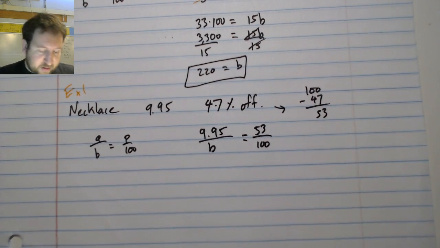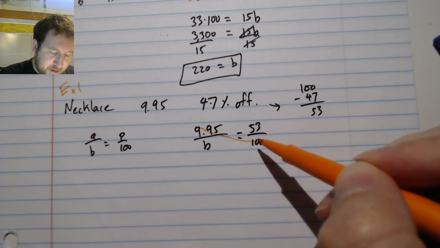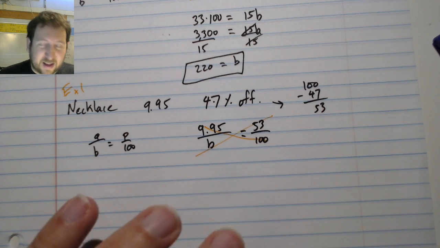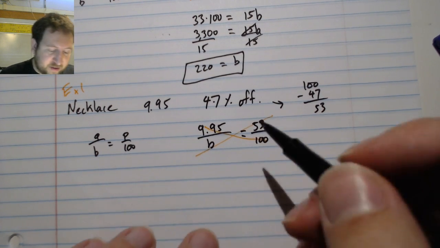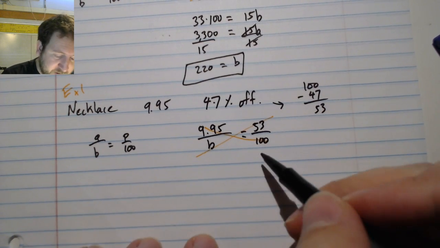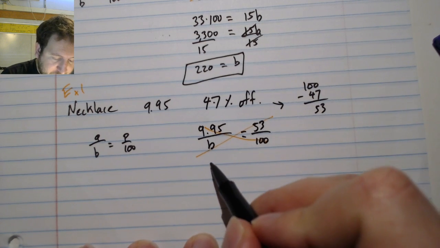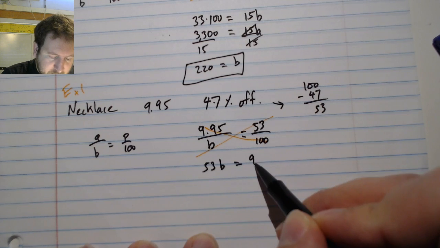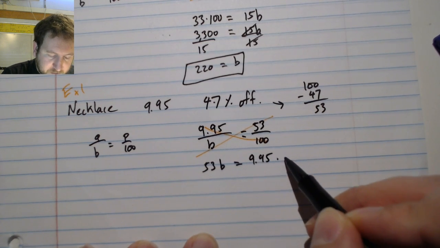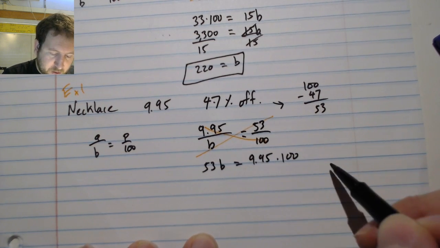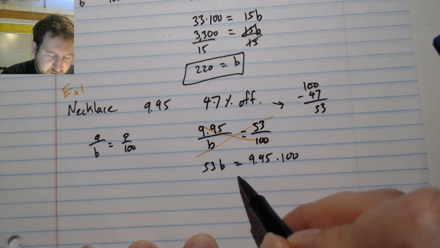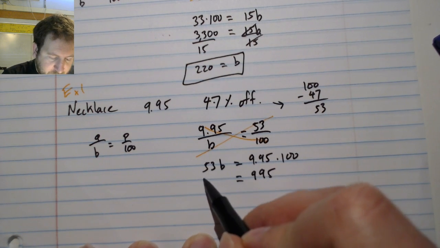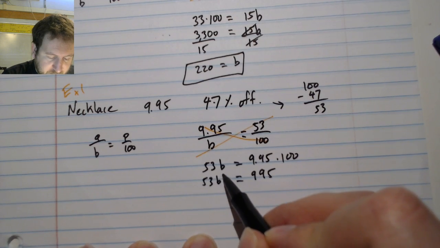Okay, let's solve. Now, I see my $9.95, so I anticipate a lot of decimals. That's what I think I'm going to be seeing, a lot of digits in the decimal point. And that's okay, because we see that a lot when we deal with money. All right, I have 53B equals 9.95 times 100. All right, this one's easy. I'm just going to move my decimal point over. I have 995, and I still have 53B over here.